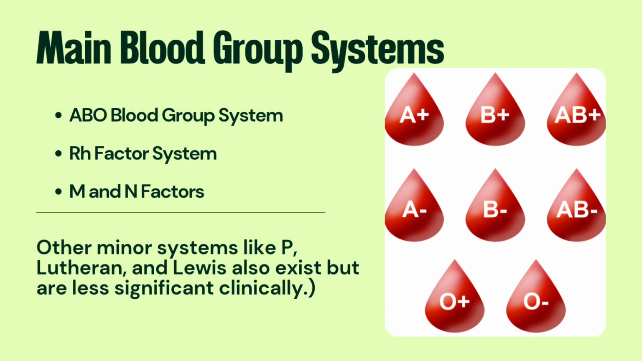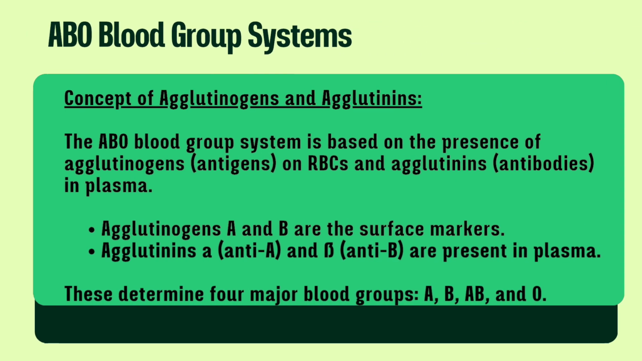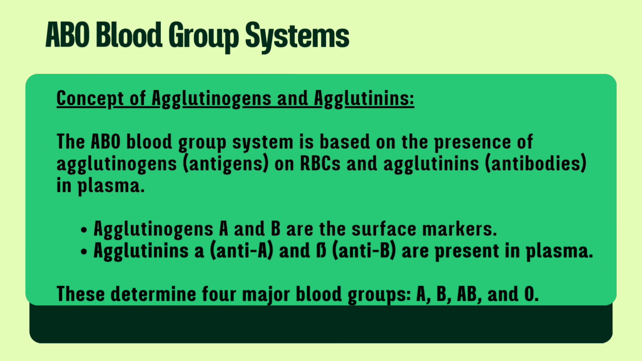Main blood group systems are the ABO blood group system, Rh factor system, and M and N factors. Other minor systems like P, Lutheran, and Lewis also exist but are less significant clinically. First system is the ABO blood group system, in which the concept of agglutinogens and agglutinins is majorly studied. The ABO blood group system is based on the presence of agglutinogens, antigens, on RBCs and agglutinins, antibodies, in plasma.